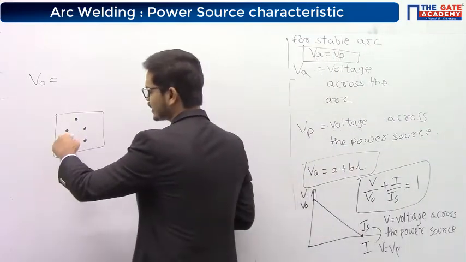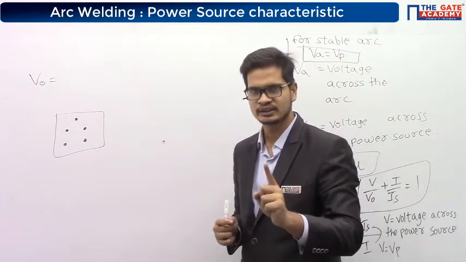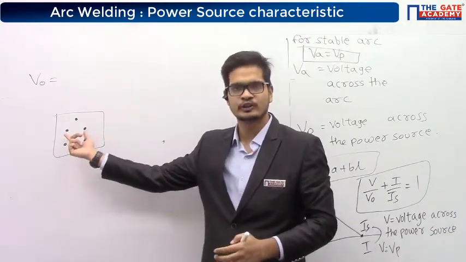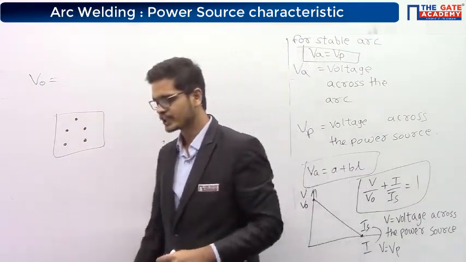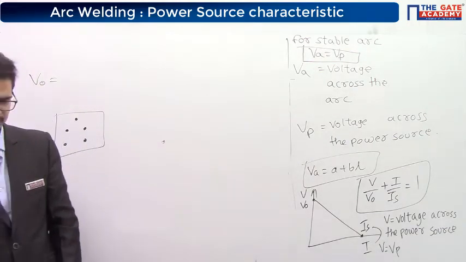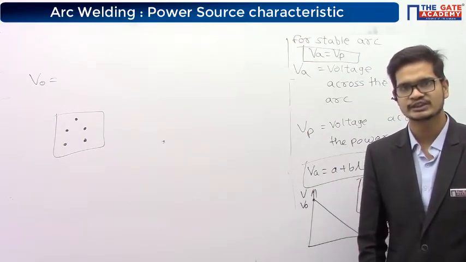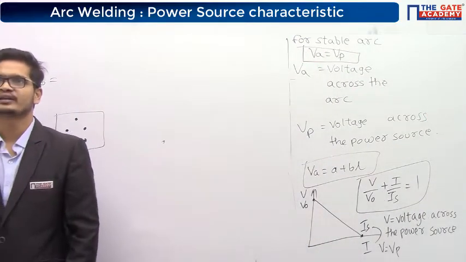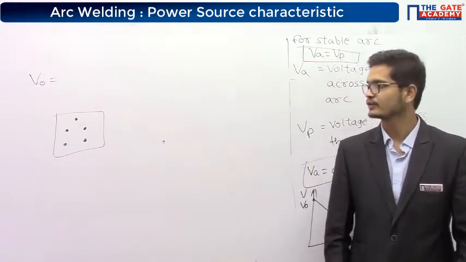If you are simply attaching a voltmeter here, then it means you are not attaching any resistance. So it will show you the maximum voltage. Okay. So please write down open circuit voltage. Open circuit voltage is the maximum voltage under no load condition.